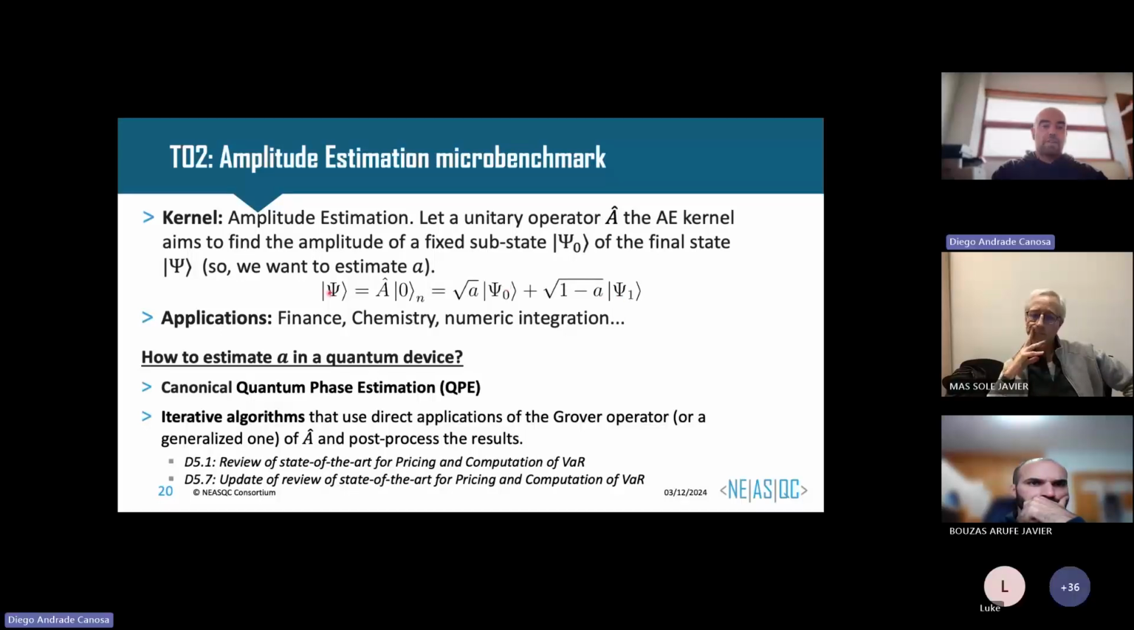The applications of this are many. This is a kernel or a building block that is commonly used in finance, chemistry, and numeric integration. And there are many methods, many algorithmic approaches to implement this. Normally, most of them are based on the application of the Grover operator on the unitary operator A and then post-processing the result. But in some cases, we are going to use the quantum phase estimation for getting the value of A. And in other cases, we are going to use an iterative algorithm.